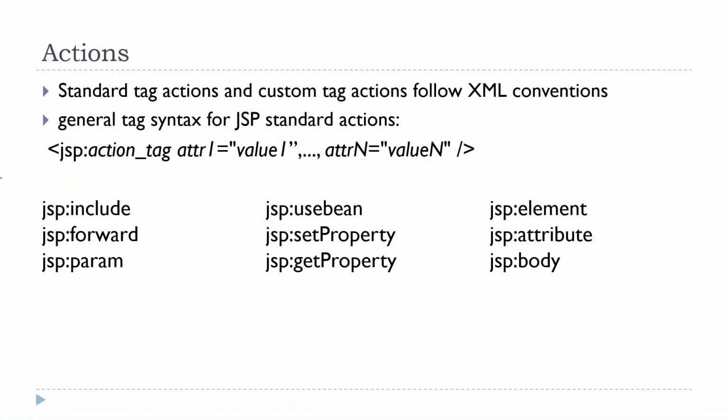The syntax for the action tag in the standard syntax as well as the XML syntax is the same. That is, they follow the XML syntax, and every action tag follows this general syntax, which is jsp colon, then after the colon we write the action tag and then the attribute and value pairs. These are some of the action tags available in a JSP: include, forward, param, useBean, setProperty, getProperty, element, attribute, and body. We'll see all of these one by one.